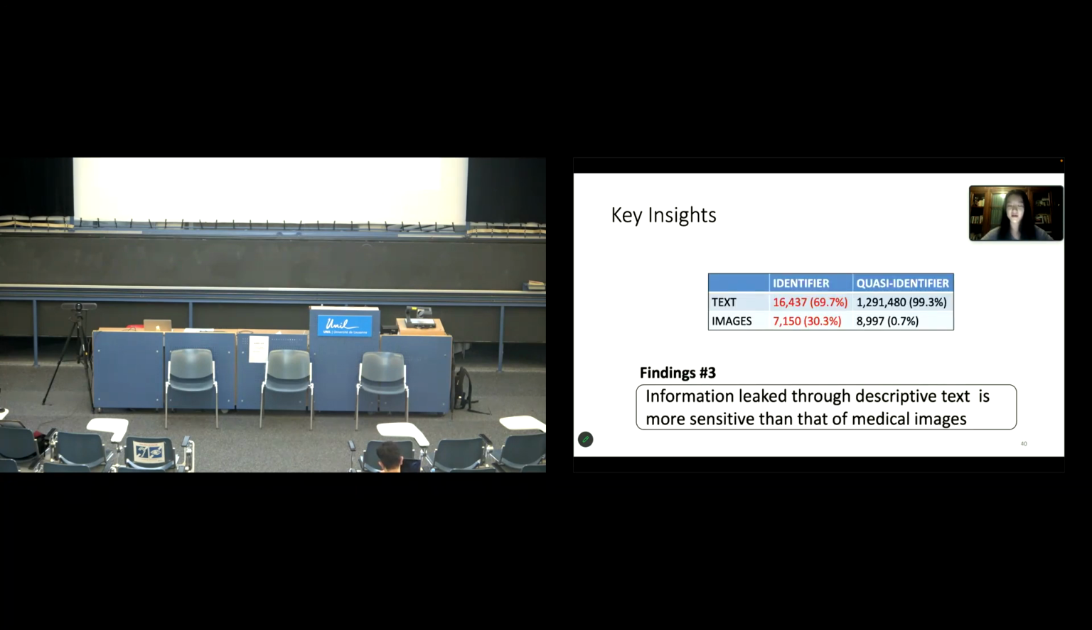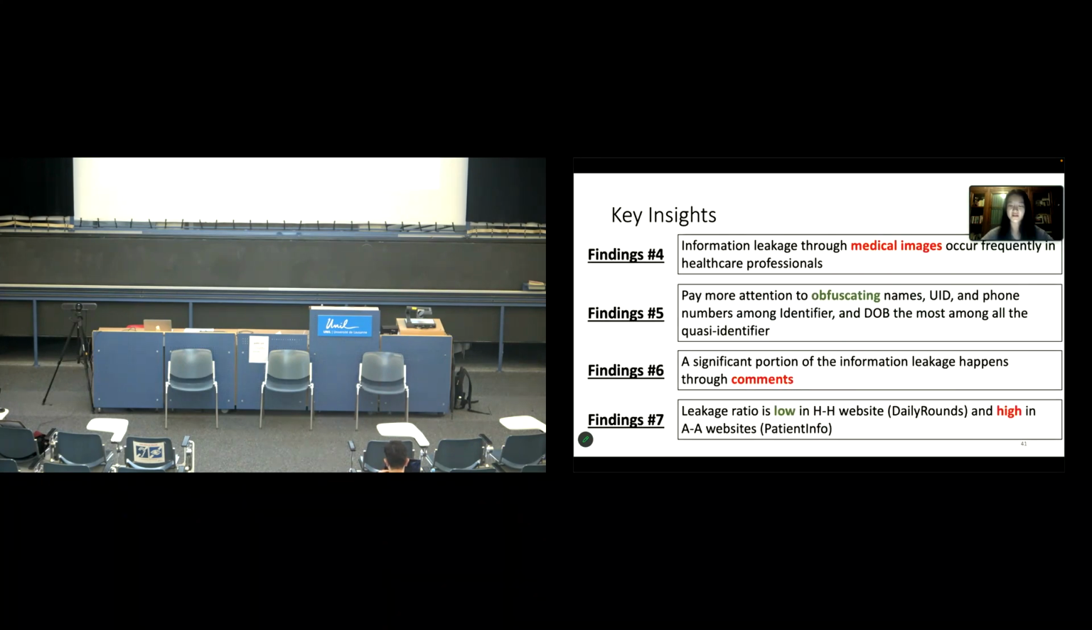Here we have listed both the identifier and quasi-identifier leakage through text and image. We find that information leaked through descriptive text is more sensitive than that of medical images. We have also discussed other findings and insights. Due to the time limit, we cannot go over those at this time, so you can read our paper for more details.